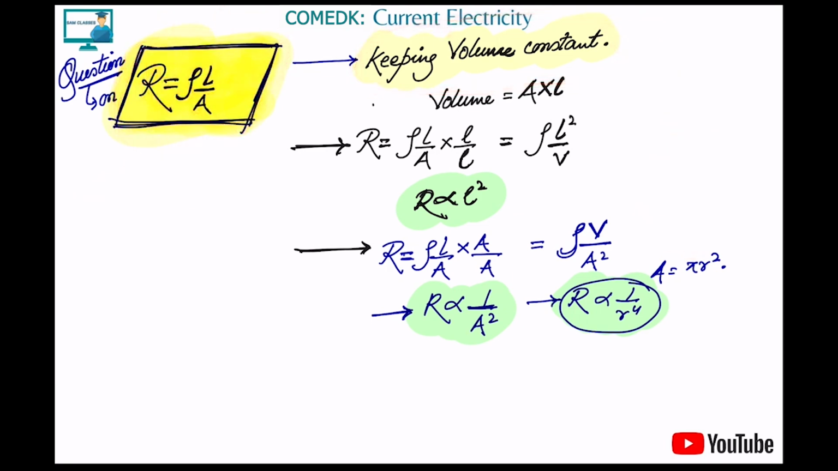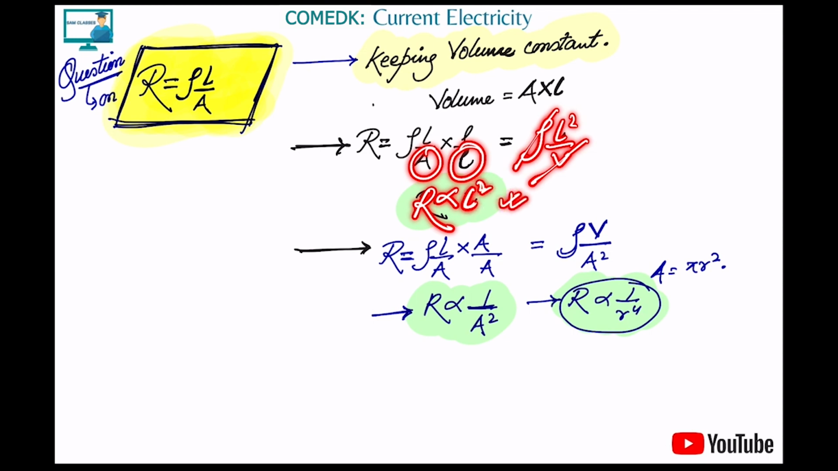So R is equal to rho L by A. Now we need to bring in the constant volume so that R is proportional to one variable. Volume is equal to area into length, everybody knows. So we multiply top and bottom by length. Then R is equal to rho L square by volume. Rho is constant and volume is constant. So directly we can say resistance is directly proportional to length square, and we can solve it.